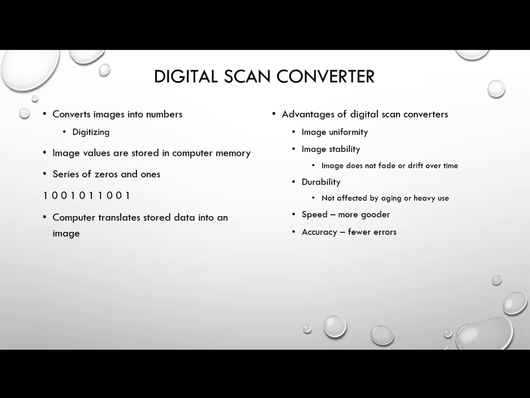Digital scan converters are able to take the A mode signal and convert it directly into numbers, which will then be displayed by our monitors. These numbers are then stored into computer memory as a series of zeros and ones, which are binary digits. The computer then translates the stored data into an image. And so we just let the computer do it.